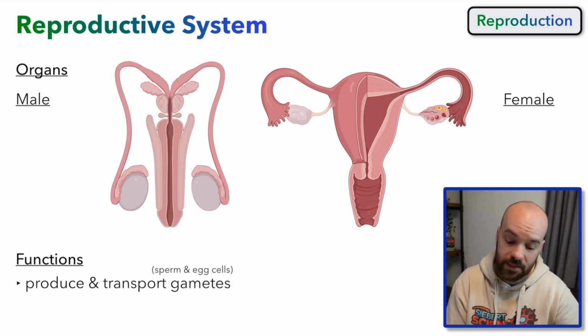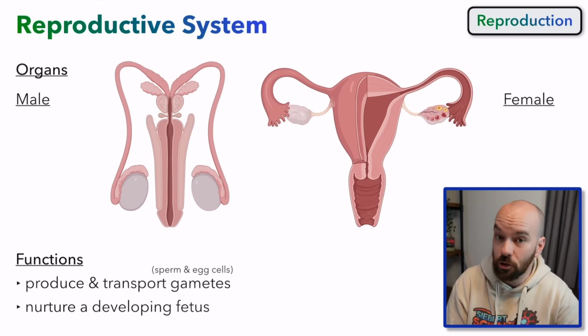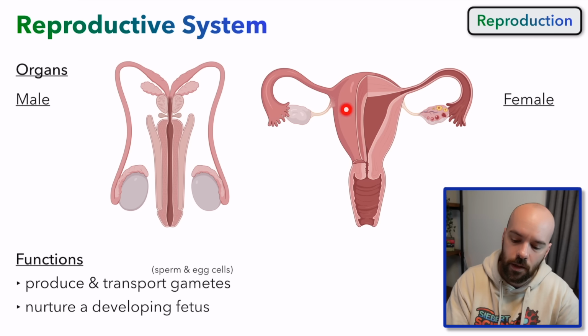Gametes are going to be the sex cells, the sperm cells in the male reproductive system, and egg cells in the female reproductive system. So it's going to be producing those. And then the other function here is going to be to nurture a developing fetus. And that's going to happen specifically, of course, in the female reproductive system in the uterus right here.